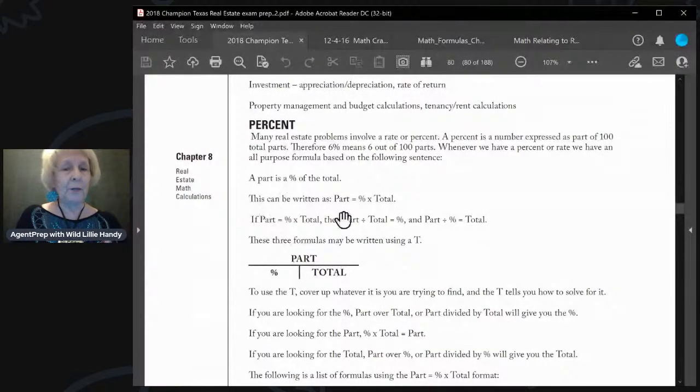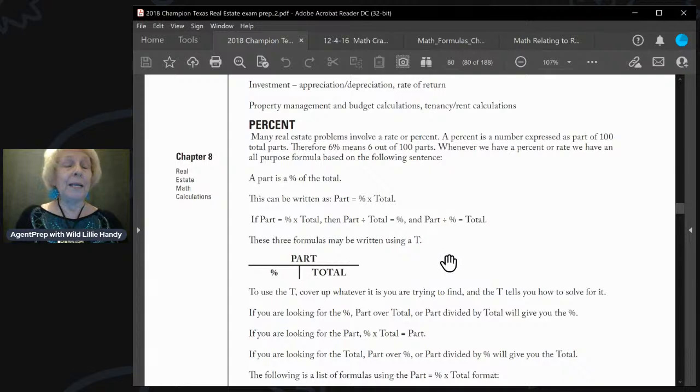So this can be written in three different ways. Part equals percentage times total. Or part divided by total, so the horizontal line, okay, that's a division. Part divided by total equals percentage, or part divided by percentage equals the total.